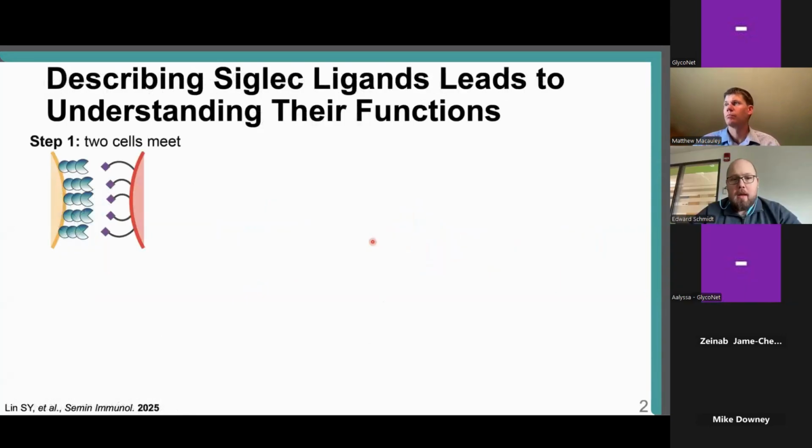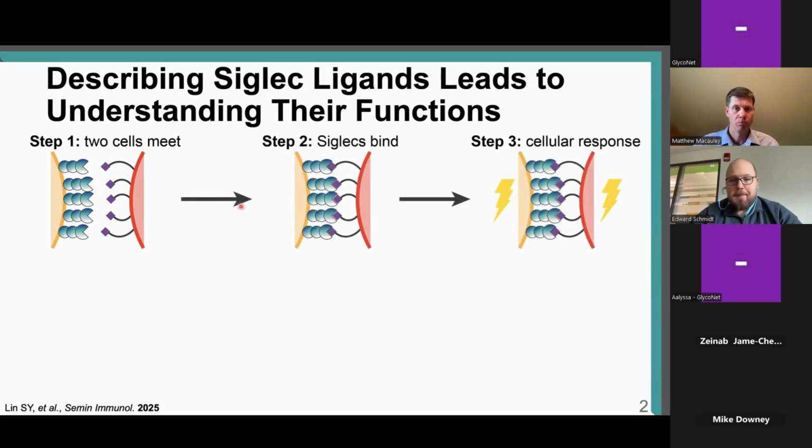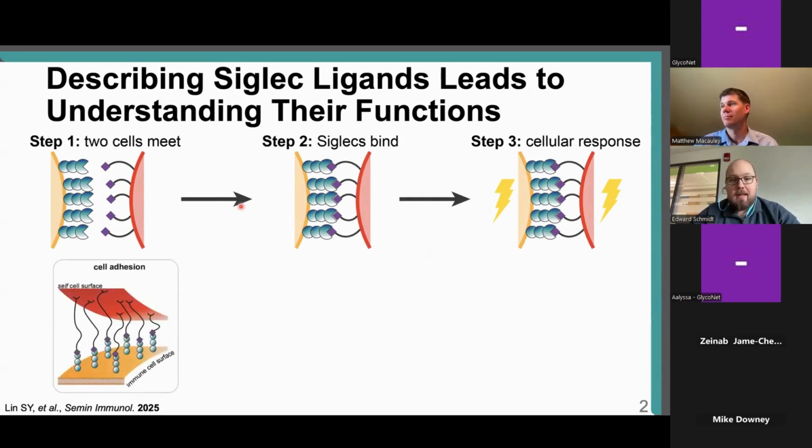So as Dr. Macauley nicely explained a lot about the details of Siglecs, I'd just like to come back to one point about Siglecs, which is that basically you have a scenario where either two cells meet or a cell and a particle meet, one that has Siglecs and one that has Siglec ligands. They then bind, and then something cool happens. Some of those cool things are that the Siglecs can facilitate holding the immunosynapse together through cell adhesion.